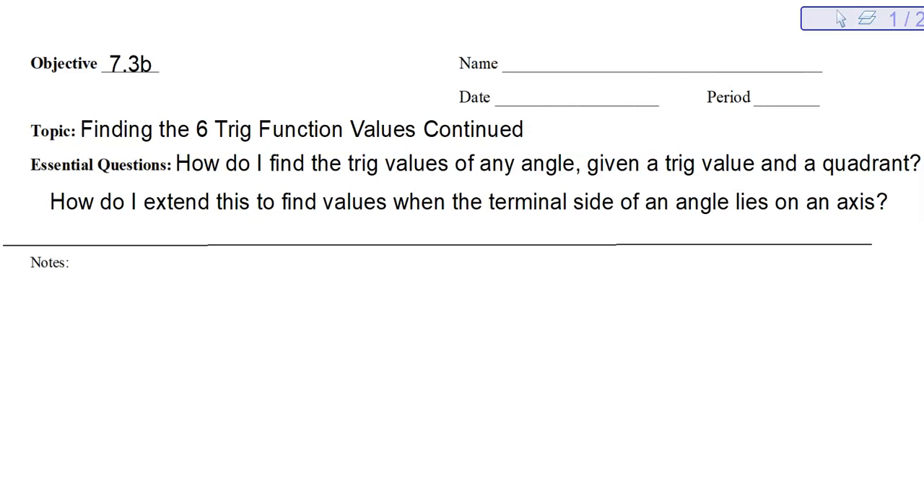Okay, everybody, today we're working on the second part of 7.3, and we're just continuing our study of finding 6 trig function values. And this is of any angle, no matter how big or small, positive or negative. So here are your essential questions. How do I find the trig values of any angle, given a trig value and a quadrant?